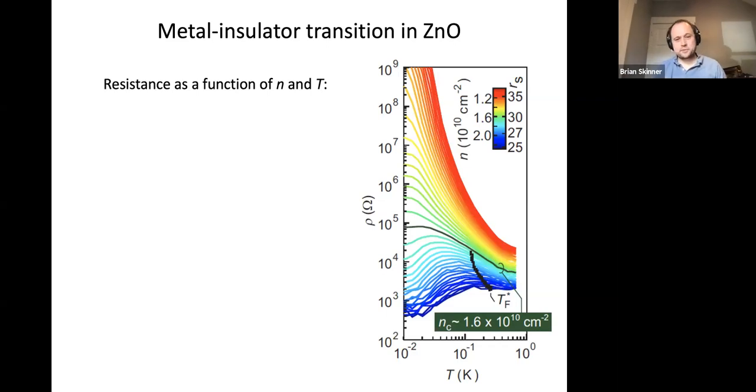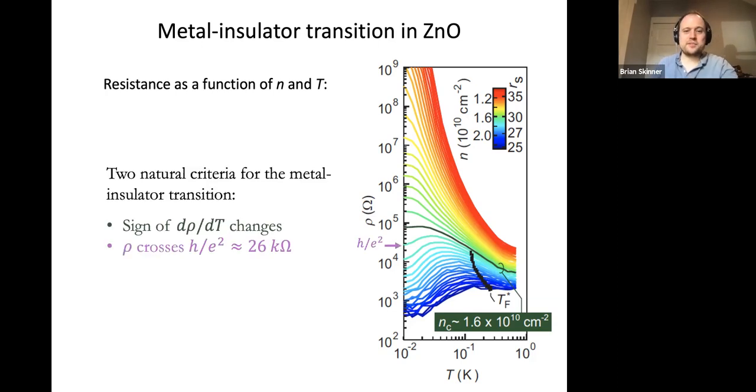Okay, so here's what happens when you measure the resistance as a function of temperature at different densities. Here are different curves. The bottom curve corresponds to the highest electron density, about 2.5 times 10 to the 10 electrons per square centimeter. Then as you lower the density, you see that the resistance changes by many, many orders of magnitude, 6, 7 orders of magnitude. And this is what you call a metal insulator transition.